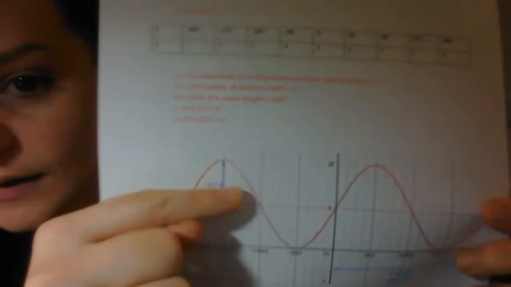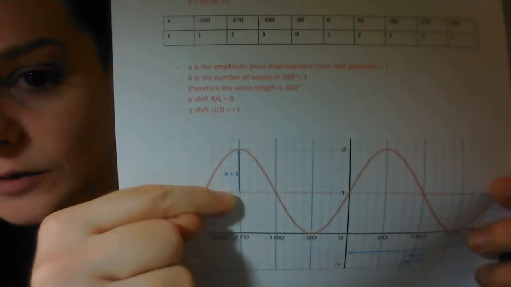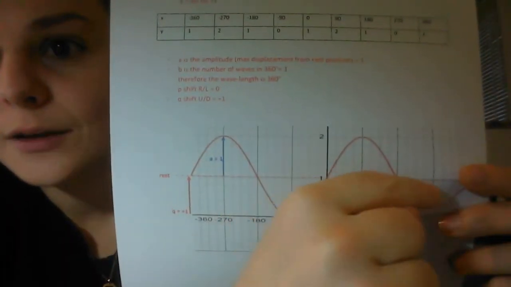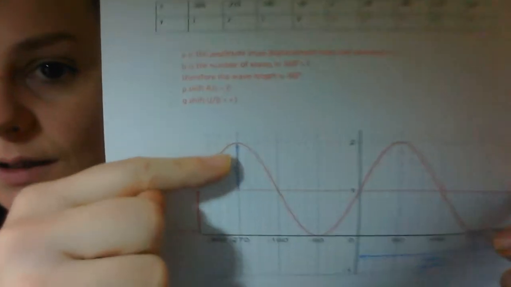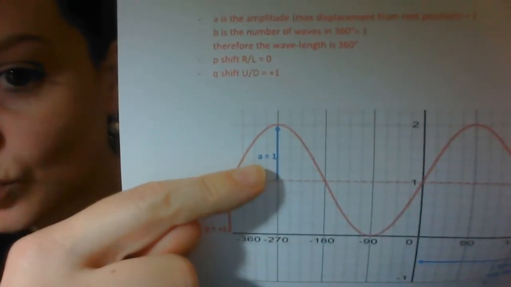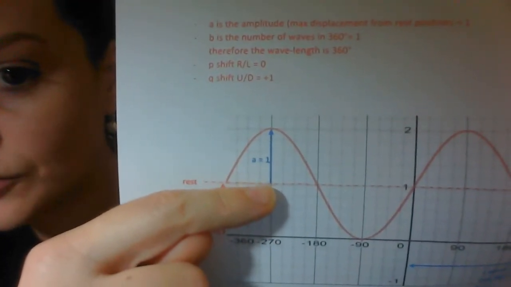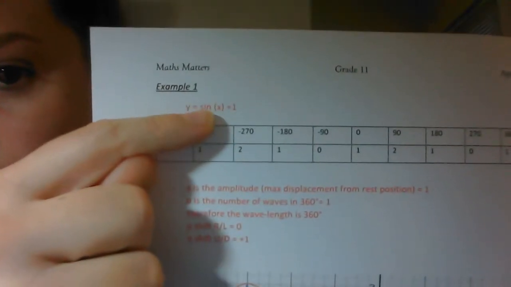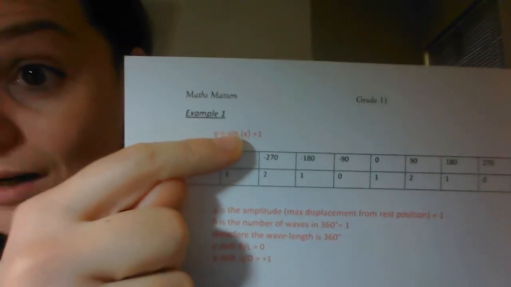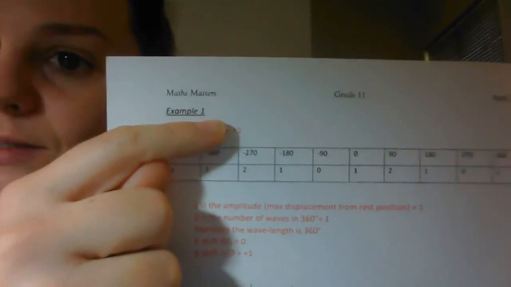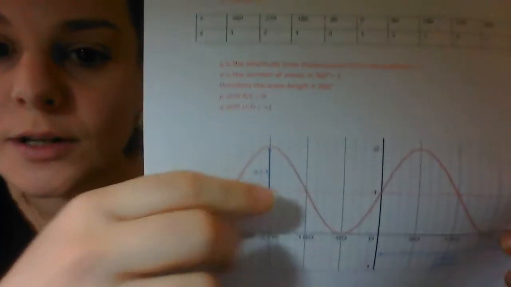The amplitude is the difference from the resting position, so the center of your wave, to the crest. So for this example, A is 1. That's 1 unit from rest to crest. And in the equation, there was no number before the sine, so that's a 1. A is 1.